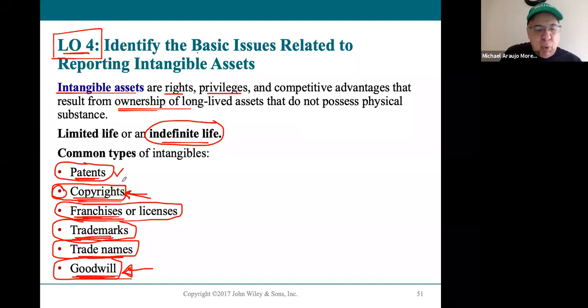Okay. One other note, there's also a limited life. Patents are good for 20 years. Okay. Some patents can be renewed, right? But for example, I guess Apple can renew the patent on its original iPhone, but why would it want to? Because it has a new one, right?